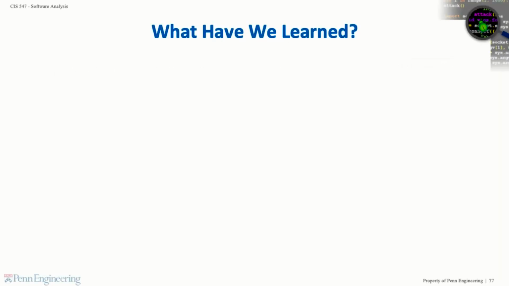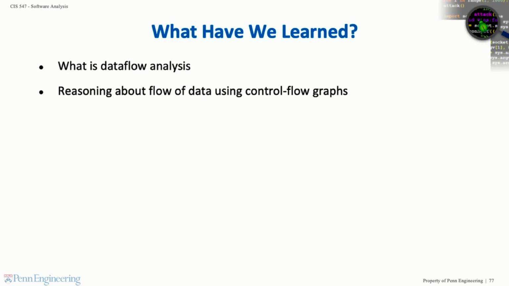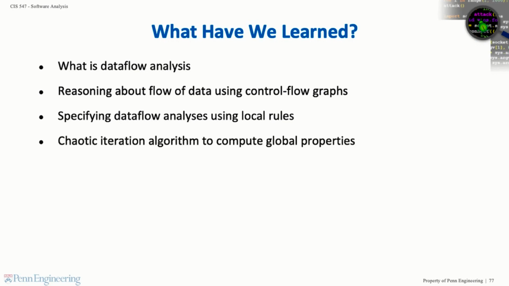Let us recap the main topics that we have covered in this module. We introduced data flow analysis, a common kind of static analysis that enables us to reason about the flow of data in program runs. We learned how to reason about this flow of data using a program representation called a control flow graph, which concisely represents all runs of a program. We saw how a data flow analysis can be specified using local data flow rules. We learned the chaotic iteration algorithm, which repeatedly applies such rules to compute global data flow properties.